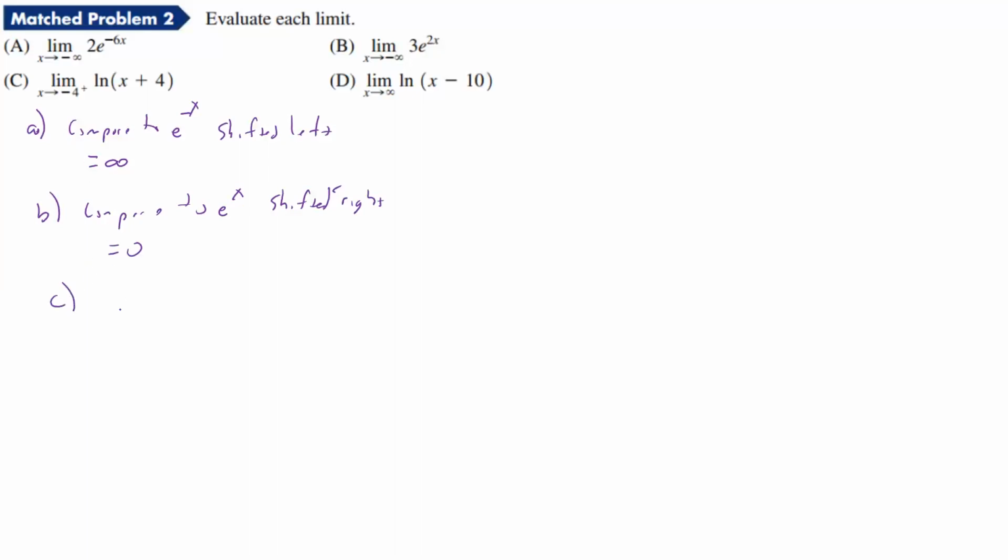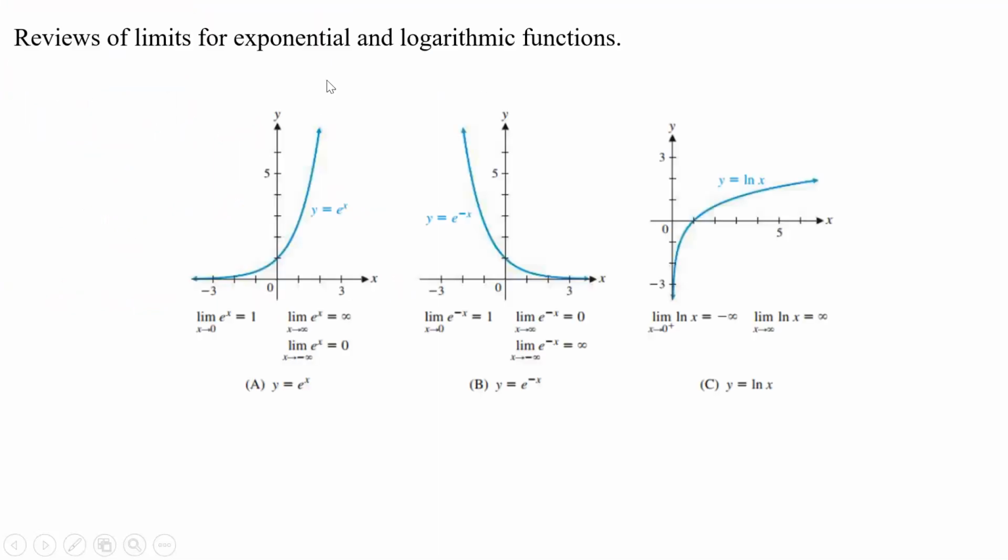C. Here we're going to compare it to ln of x because we have the ln. And this one is going to be shifted to the left. And it's going to be going to -4 from the right. And so most likely, if I remember how this works, it's going to go to negative infinity.